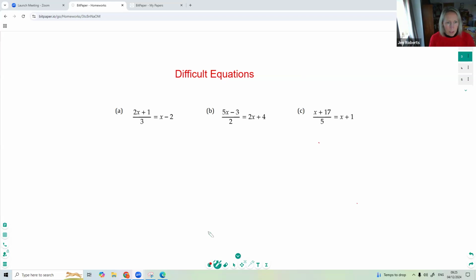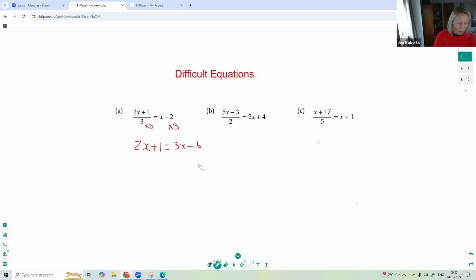So what I'm going to do is, I don't want this fraction in here, so I'm going to times both sides by 3. If I times the left-hand side by 3, it just disappears. Now, if we times the right-hand side by 3, I need to times everything in it by 3. So if I times all the right-hand side by 3, 3 times x is 3x. I've got a minus here, 3 times 2 is 6.